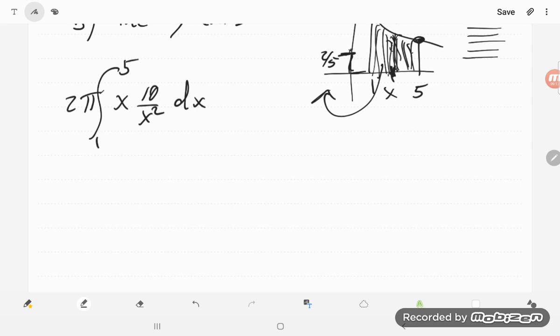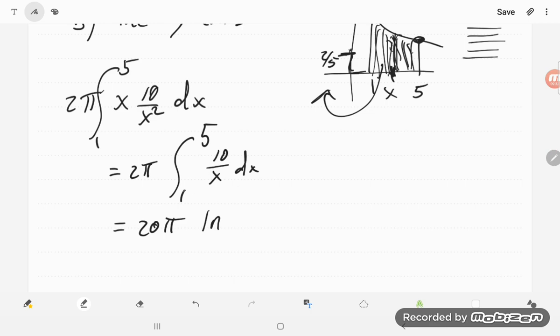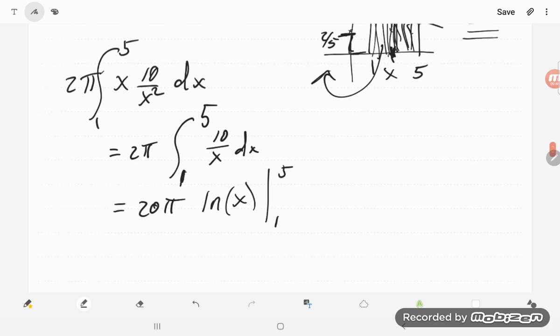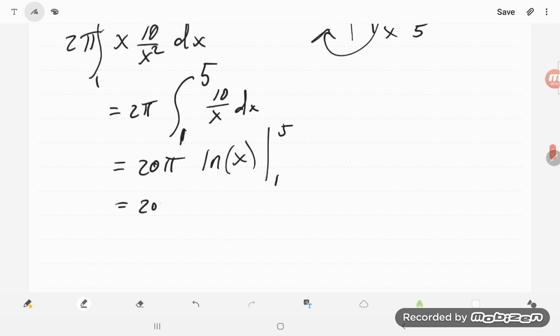And then I get this pretty nice cancellation where this becomes 2 pi times the integral from 1 to 5 of 10 over x dx. So I'll just get a logarithm there, bring out the 10. So I have 20 pi times the natural log, now absolute value of x, but these are all positive, so just x from 1 to 5.